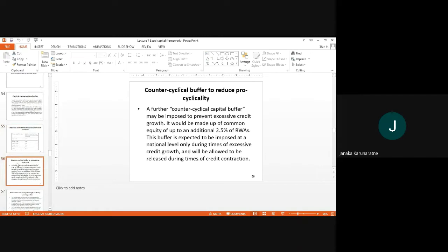Then the second buffer is the counter-cyclical buffer to reduce pro-cyclicality. So what is this? Now, I think all of you know we are moving in a business cycle. If you analyze the crisis, you can see some crisis patterns. Now, if you look at the 2007 period, before that, what was the pattern, especially in Western markets, especially the US? What was the pattern you saw in the financial markets just before the crisis? What was the pattern of credit and all? What did you see around 2005, 6?